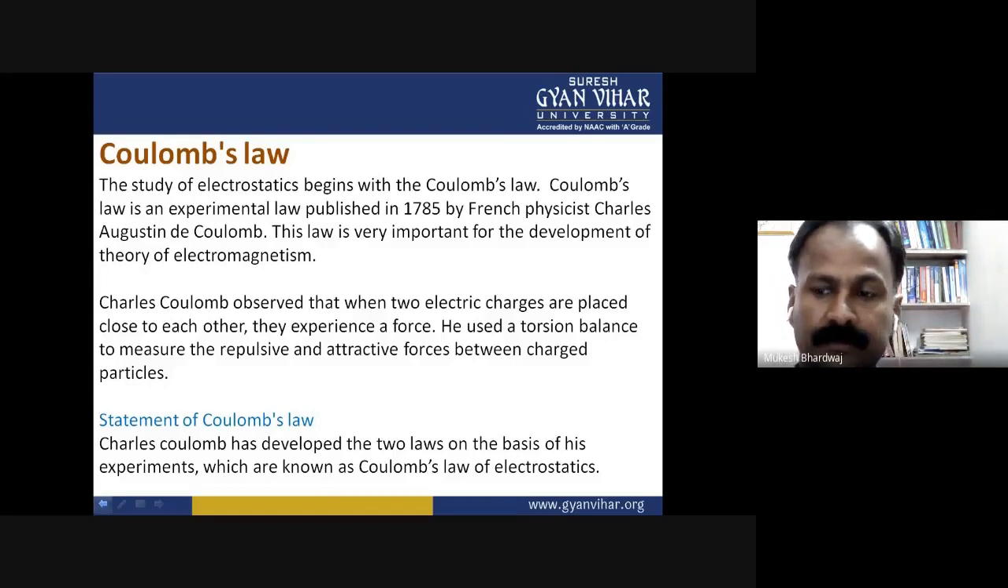Just wait a minute. There's some problem. Yes, the study of electrostatics begins with Coulomb's law. Coulomb's law is an experimental law published in 1785 by French physicist Charles Augustin de Coulomb. This law is very important for the development of the theory of electromagnetism.